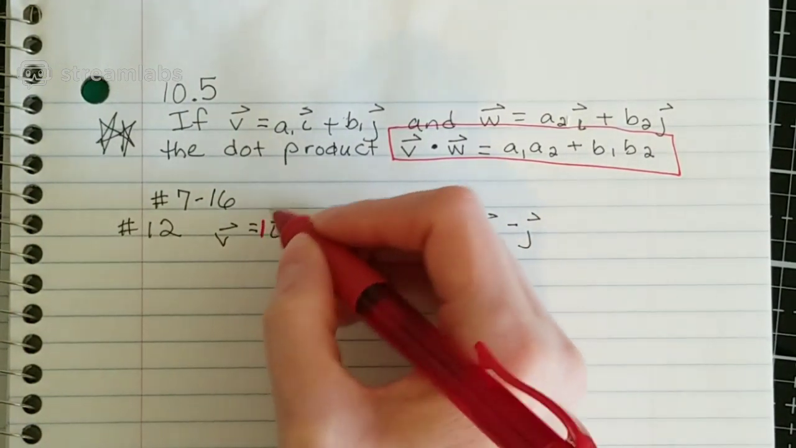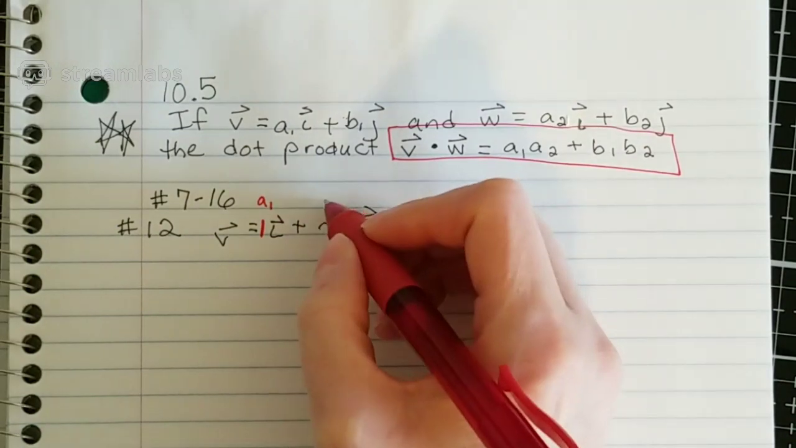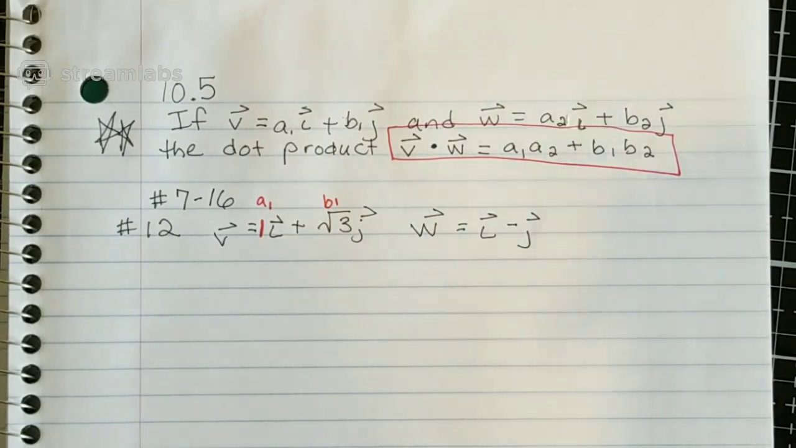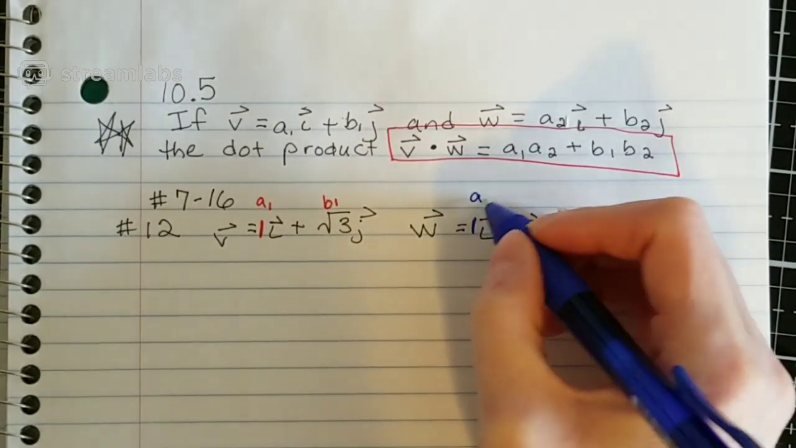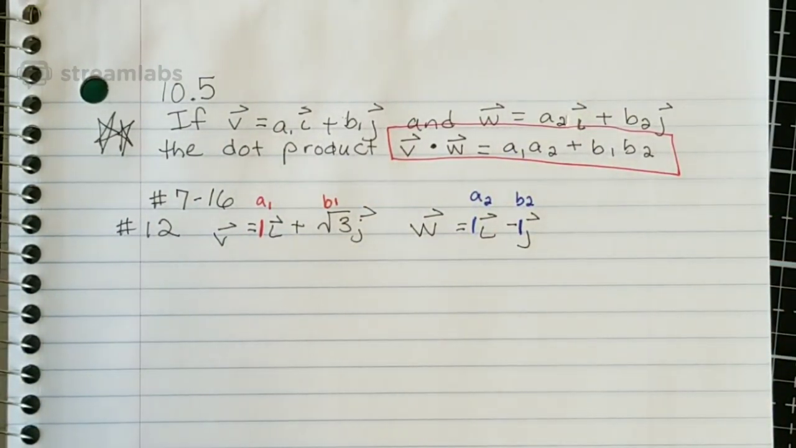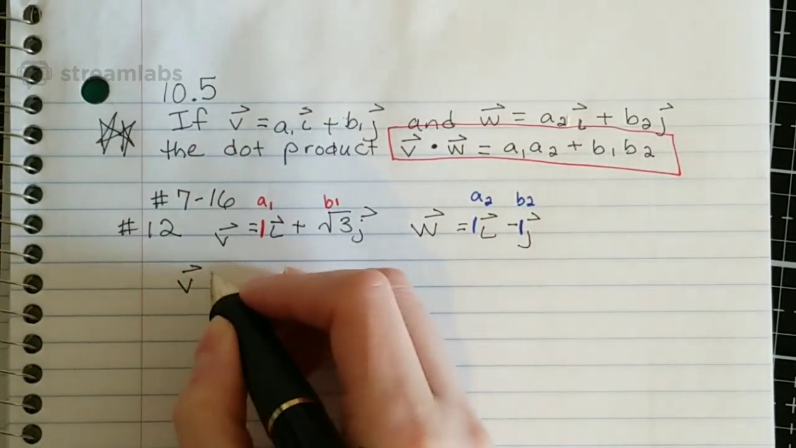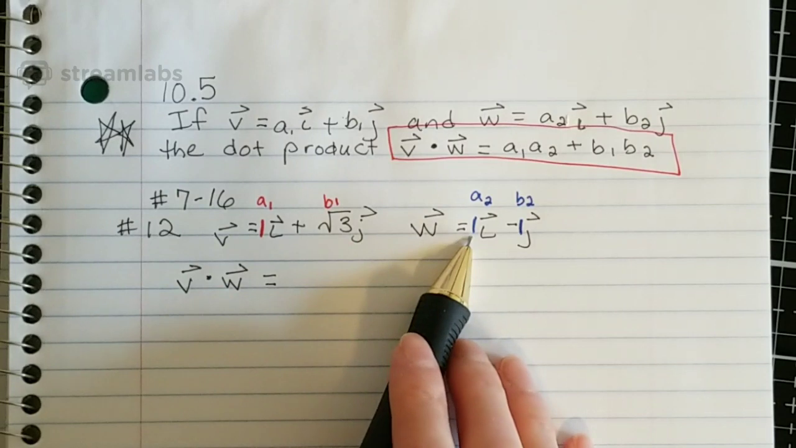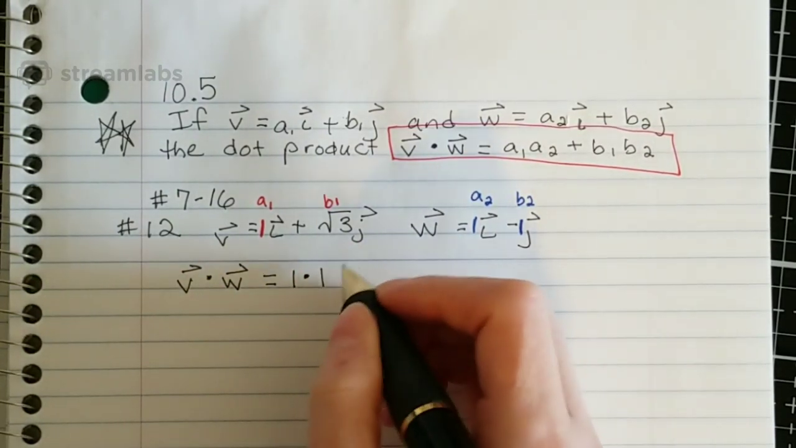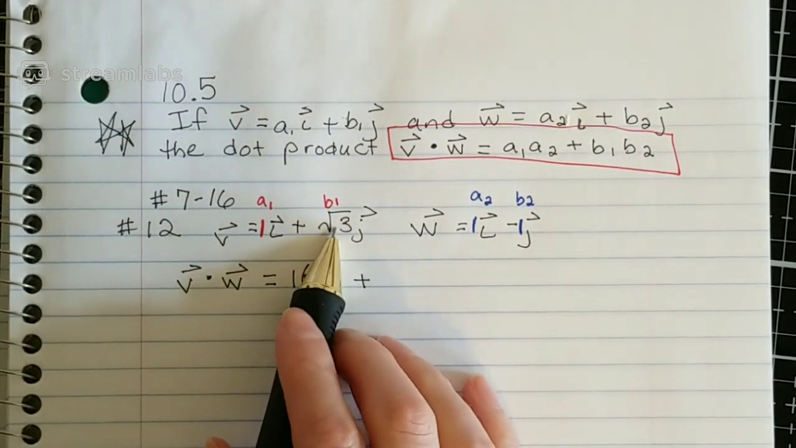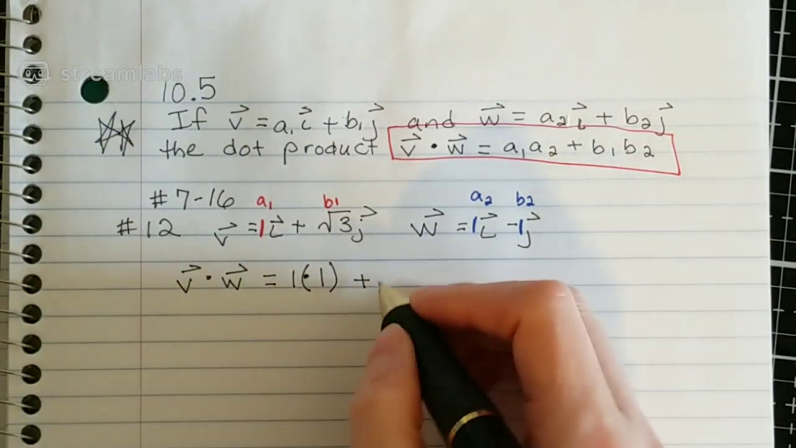Okay, so here would be your a1. So your a1 is 1. Your b1 would be the square root of 3. Then on your w, your a2 would be 1, and negative 1 would be your b2. So v times w, that's the dot product, is going to be 1 times 1, well, I guess I could put that in parentheses, plus the square root of 3 times negative 1.